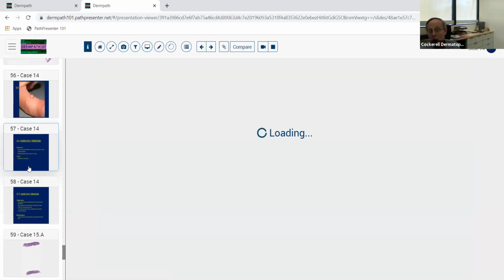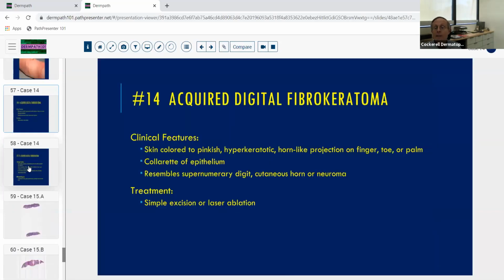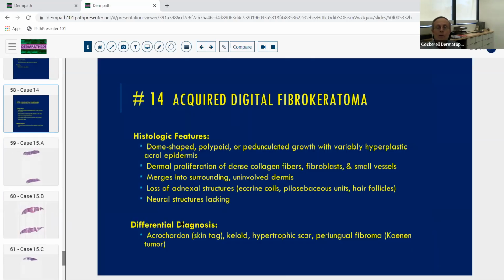And the differential diagnosis also would include an accessory digit, a supernumerary digit. When you biopsy those, you see evidence of a traumatic neuroma inside there, or sometimes you can actually see the cartilage and the bone that's forming there. So that's in the differential diagnosis of acquired digital fibrokeratoma. So hopefully everybody got this right, pretty straightforward, and the board is likely to ask you something about that.